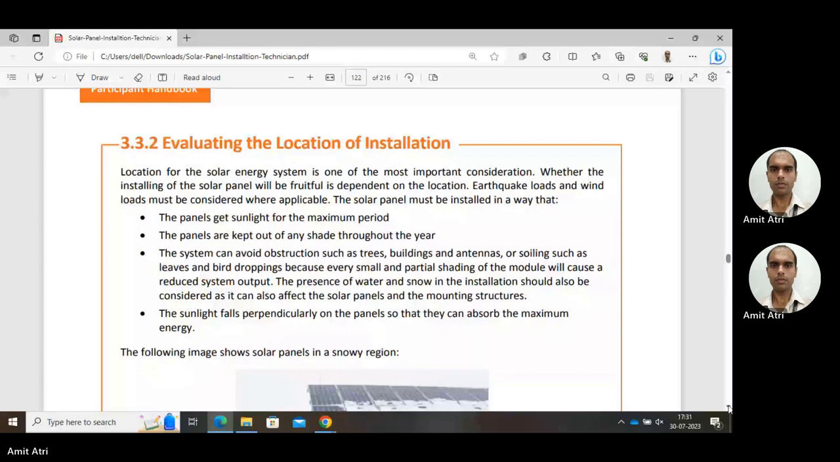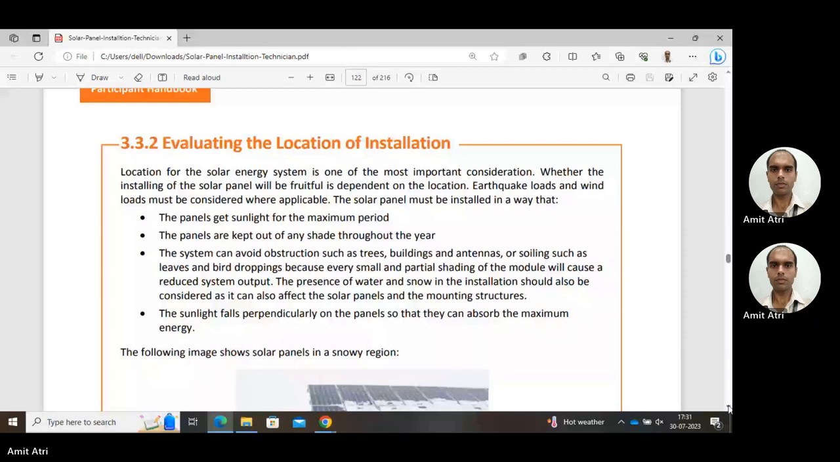If the sunlight falls perpendicularly on the panel, then maximum energy will be available. We have to consider these points. The effect of snow is shown here. Now, an example is given: the module should face true south in the northern latitude, and on the opposite, it should face true north in the southern latitude. Then maximum power will be available from our solar PV system.